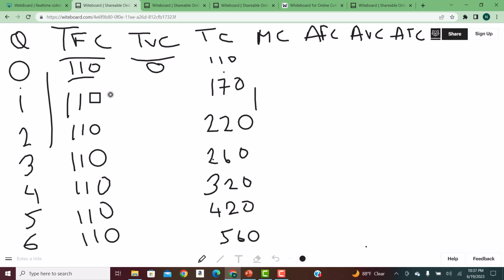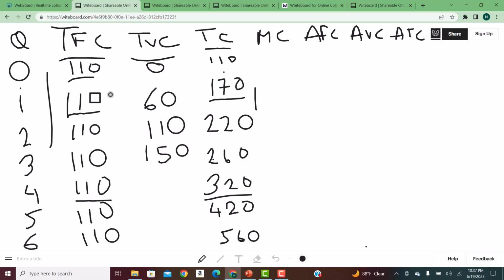Now we find out the total variable cost. Remember, total cost is equal to total fixed cost plus total variable cost. We have total cost, we have total fixed cost. Now we calculate total variable cost, which is basically total cost minus total fixed cost. So 170 minus 110 is 60. 220 minus 110 is 110. 260 minus 110 is 150.